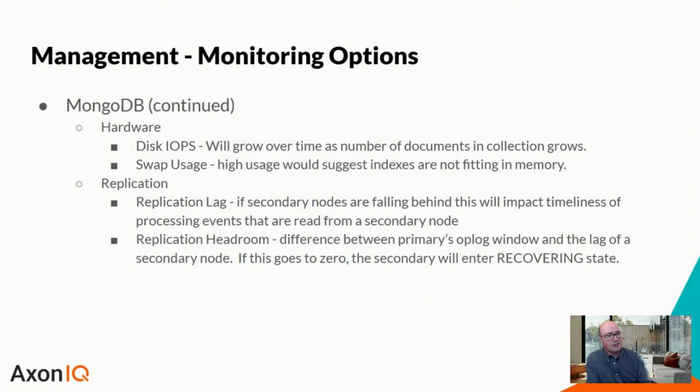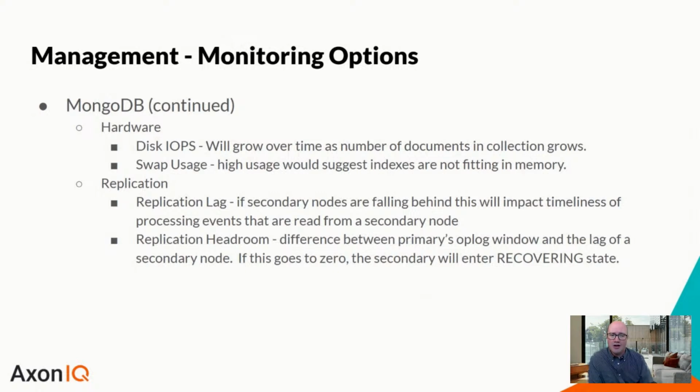Swap usage, if it's high, it's suggesting that you've got a pretty big index that's not fitting in memory, and maybe there's some things you'd want to do to handle that. In other words, maybe archive some old events to keep the size of the index smaller. Different things, add more memory, hardware, scale up, those types of things.